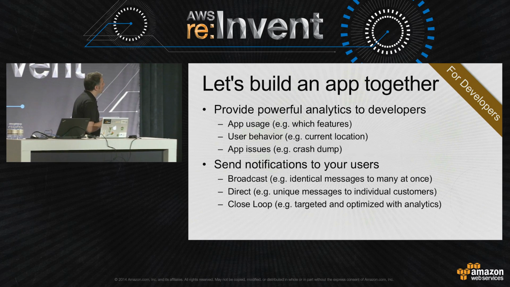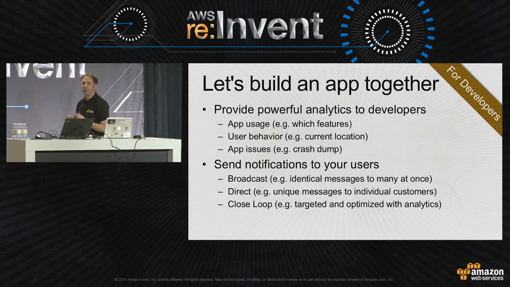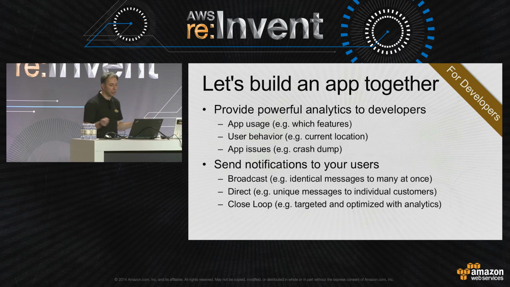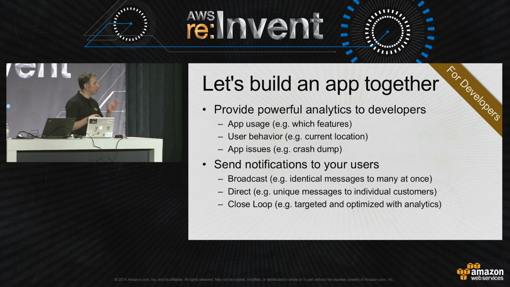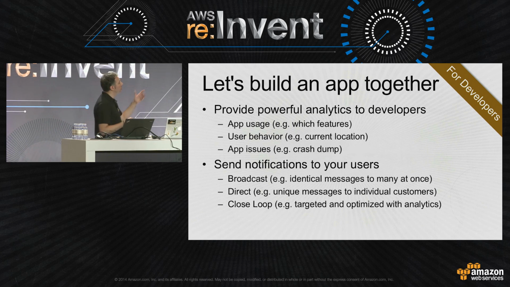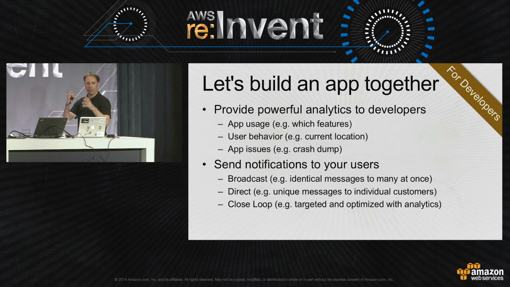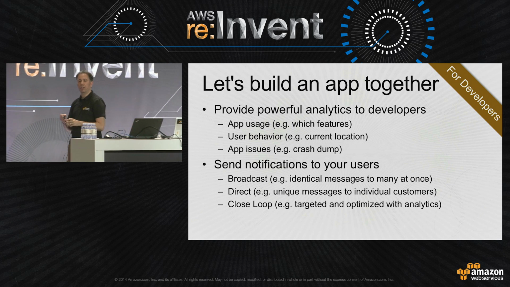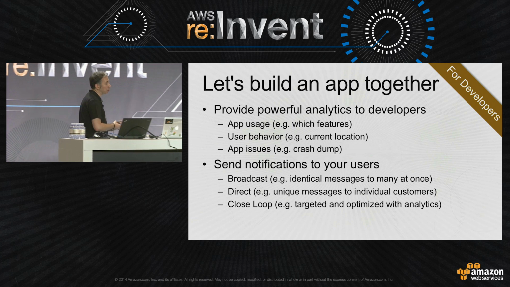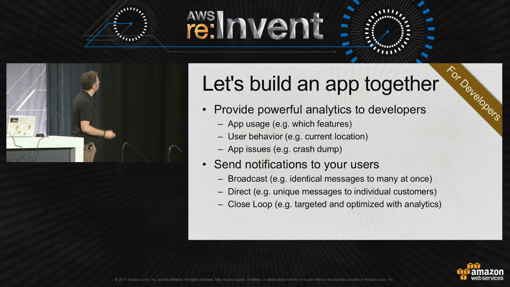And also from a developer perspective, it's important that we will be able to send a notification to your users. We will be able to send notifications in 3 ways. You can send a broadcast notification, so the same message to a large population of users. You can send direct messaging, so a specific customized message for a specific user. Or you can do closed loop, so merging the analytics part with the push notification part. You can analyze your users and create segments of your users where you can send a tailored message. So this is starting to be marketing, but it's very important because there are a lot of applications out there and you need to keep your users engaged.